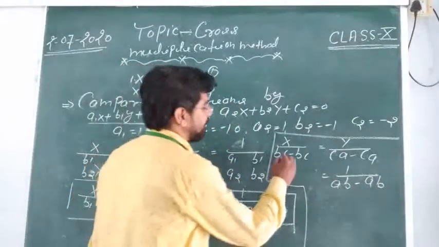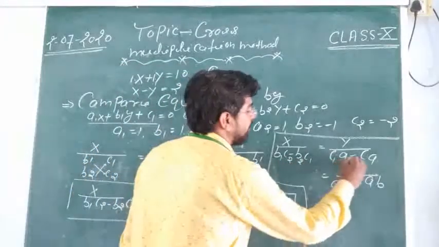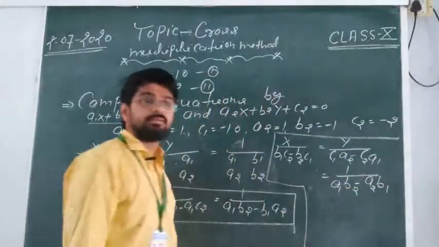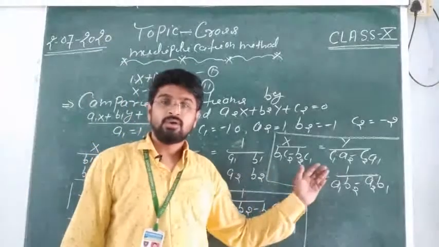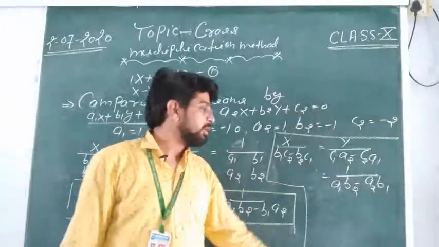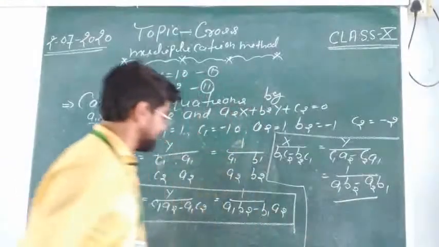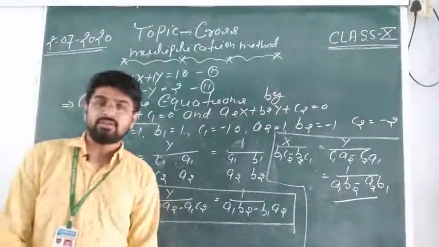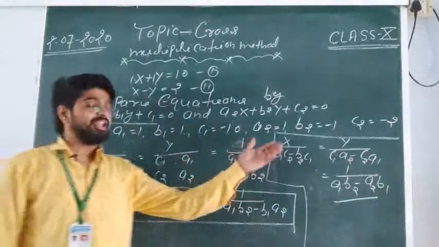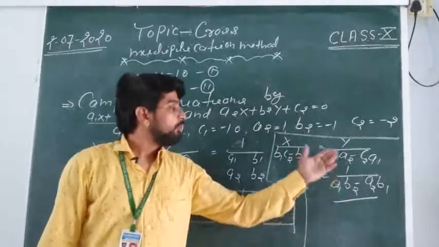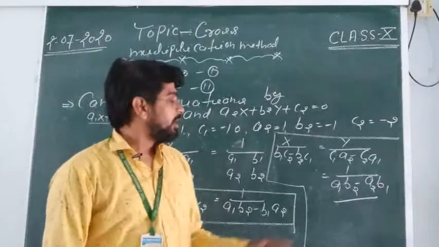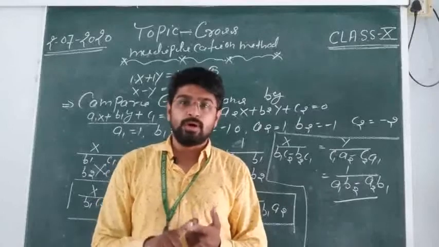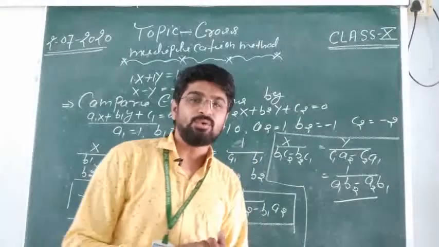And then write 1 2 2 1 in each term. Now see, this is your formula. So there is no need to write the full formula, students. Just write x upon BC minus BC, y upon CA minus CA is equal to 1 upon AB minus AB, and then write 1 2 2 1 in each.